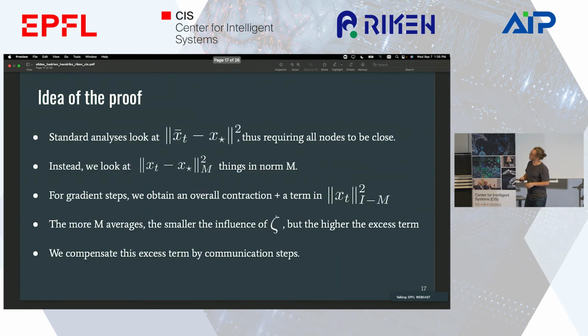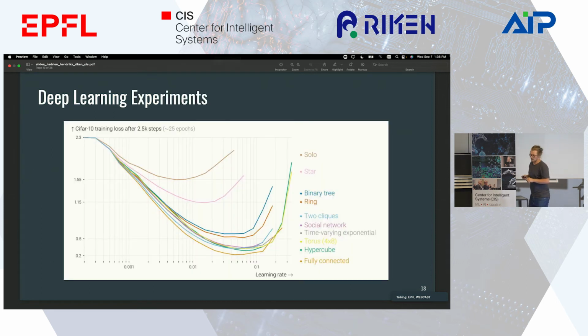Okay. So I think I'll just skip the ideas of the proof. The only thing is that basically, instead of looking at the distance between xt and x star, like you usually do, we do things in this norm M that reflects the local average. So we look at suboptimality in neighborhoods instead of suboptimality all the way, and then the rest is just technical things.